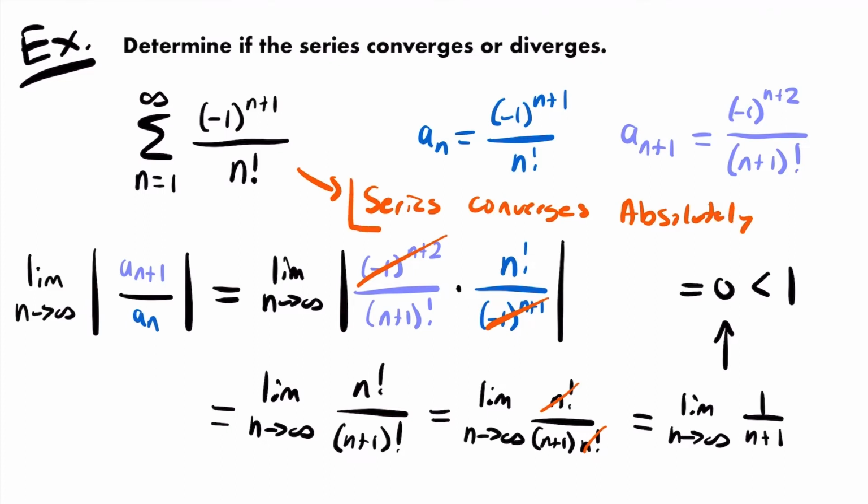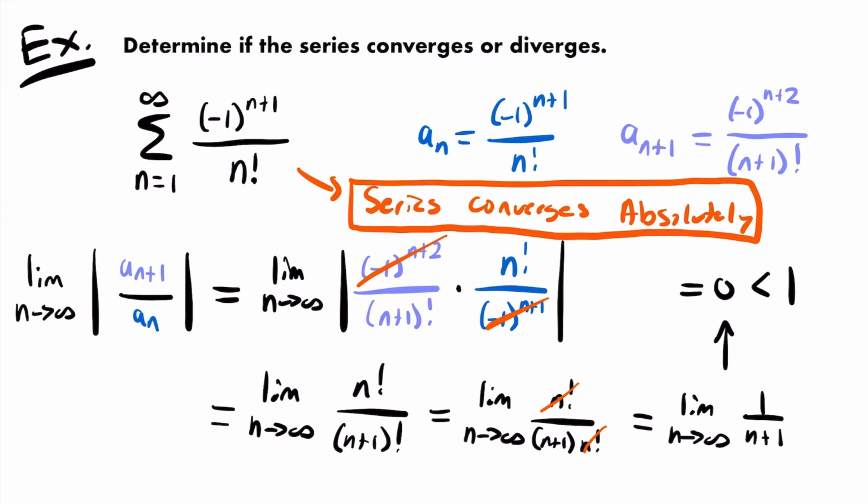All right, and so that is the conclusion that we can make from the ratio test. Because the result of our limit was less than 1, we know for a fact that our series converges absolutely. All right, let's look at another example.